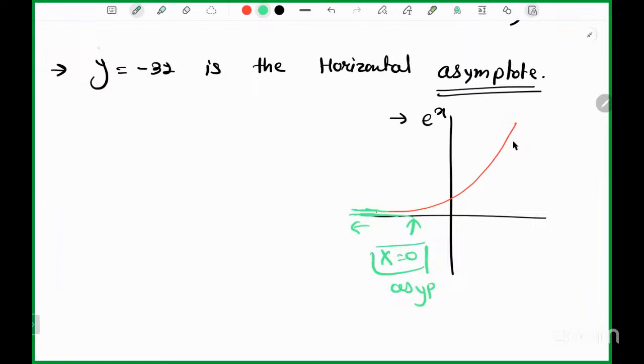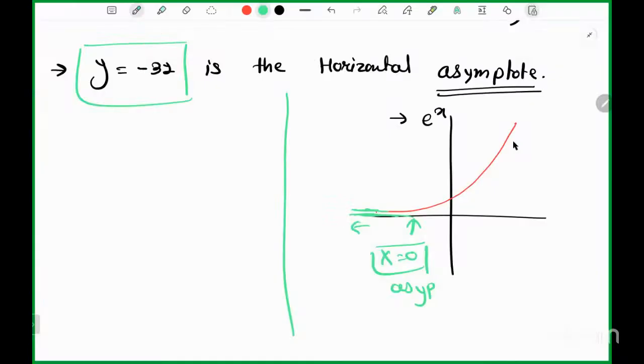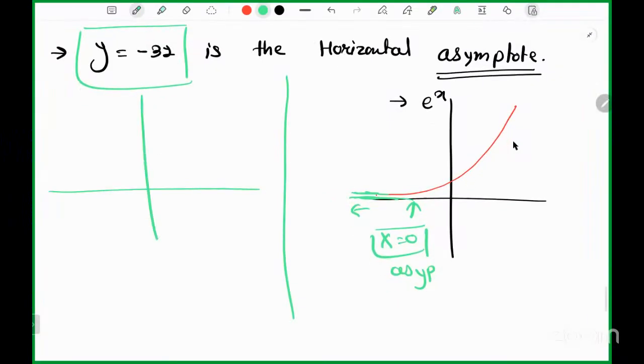So here it says that y equals minus 31 is the horizontal asymptote. We have to figure out if you draw y equals minus 31, is it behaving the same as the x-axis? Here the answer is no, right? Yeah, this y equals minus 31 is the y-intercept. That means the graph is intersecting the point at y equals minus 31. So if you draw the line, it's not behaving like an asymptote.